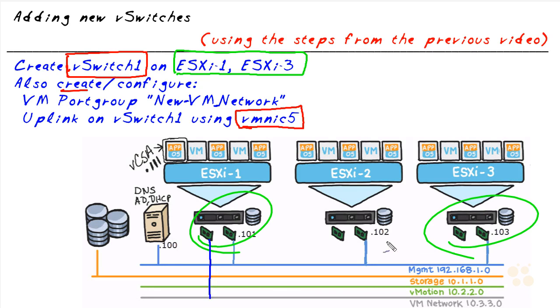So behind the scenes, the physical connectivity is already there. And what we're doing with the new vSwitch is simply telling it to use that physical interface, VMNIC 5, which connects to that VM network.